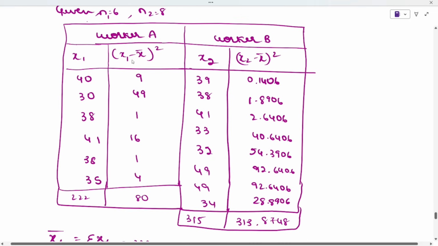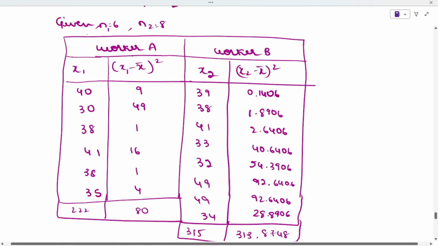Now you have to take the value they have given and substitute x1 minus x mu, that means mean, whole square. You will get it as 9, 49, 1, 16, 1, 4. If you add that, you will get 80. Next, if you add this x1 value 222, again x2, again this value you need to substitute. That's it.